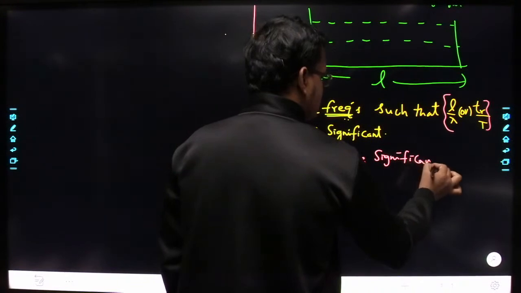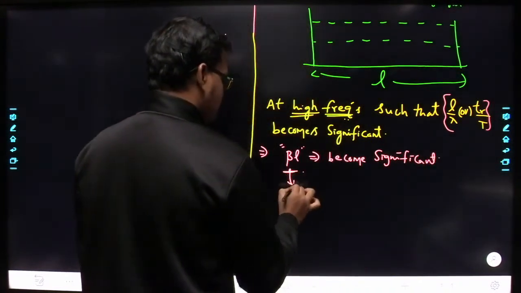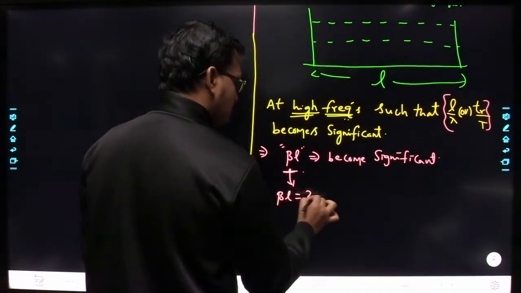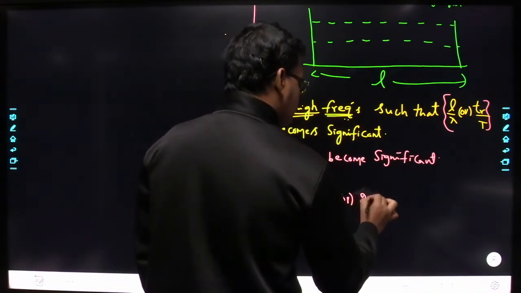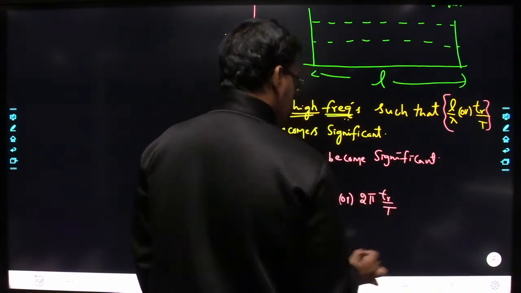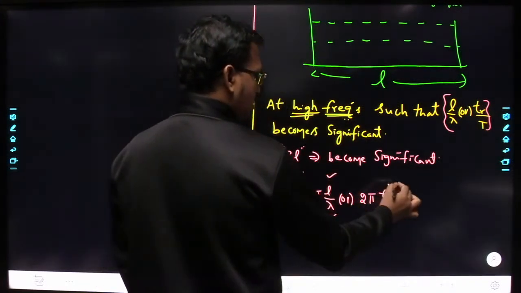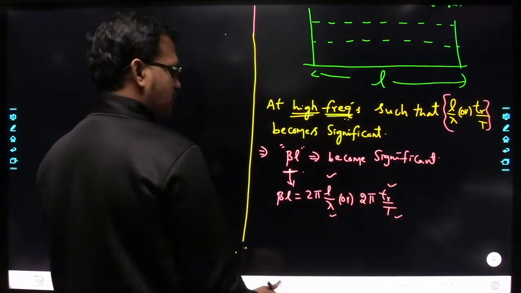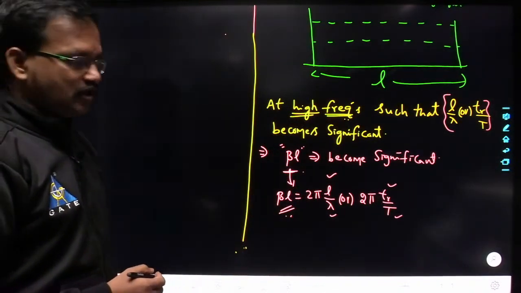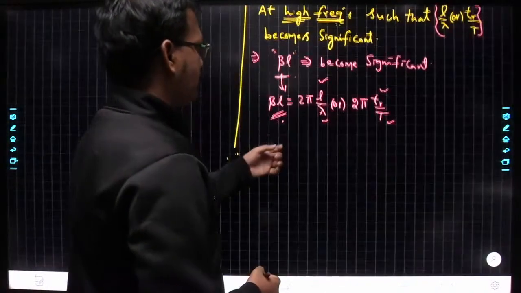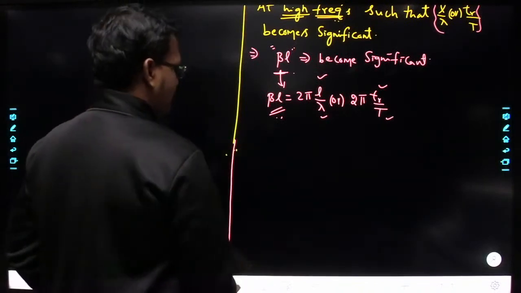See, in the previous session we have seen that this beta L, we can write it as 2 pi into L by lambda, or we can write it as 2 pi into TR by T. So when this L by lambda ratio or TR by T ratio becomes significant, this beta L will also become significant. So once beta L becomes significant, what will happen here?